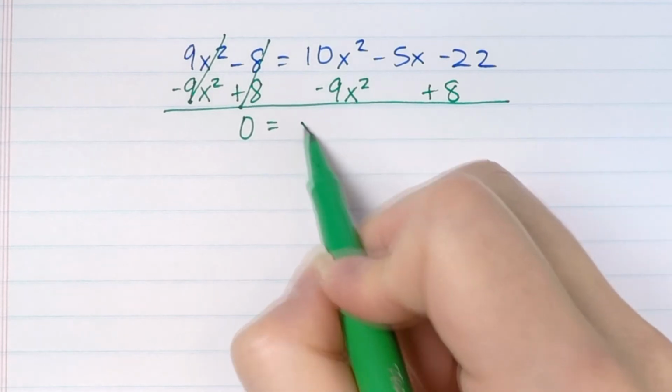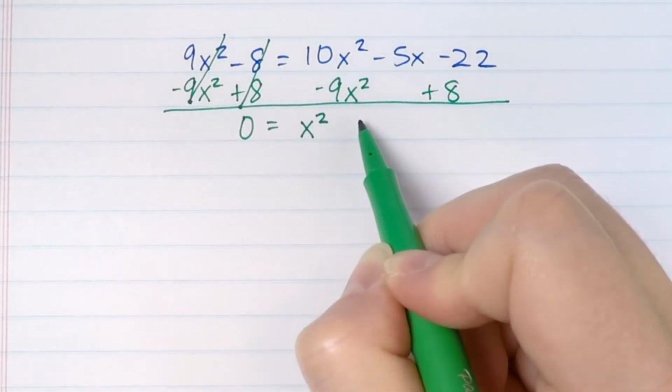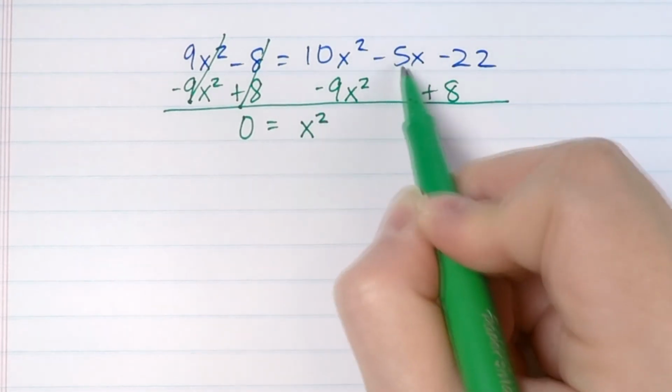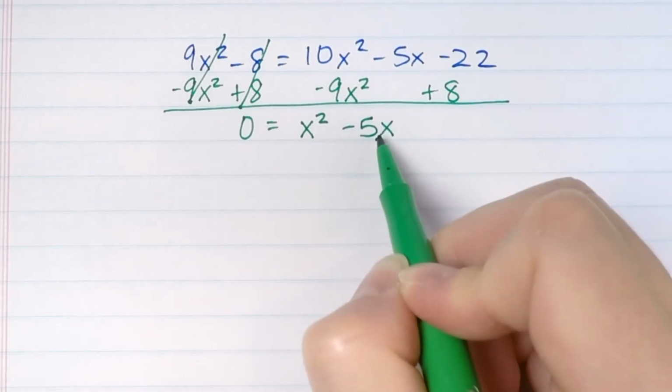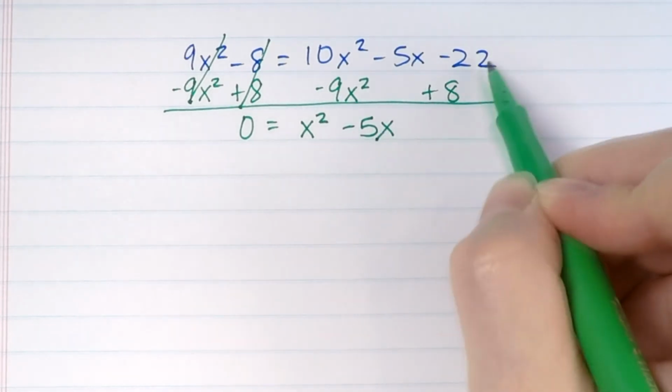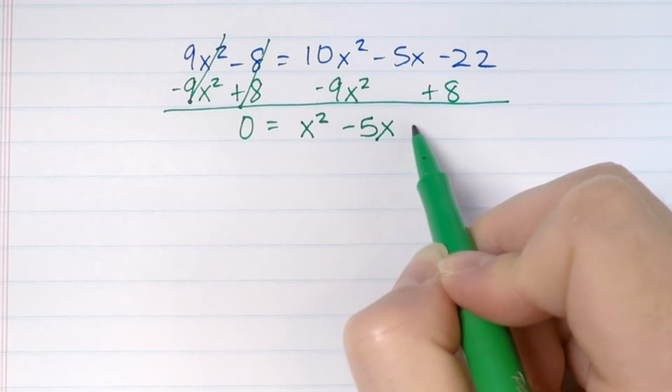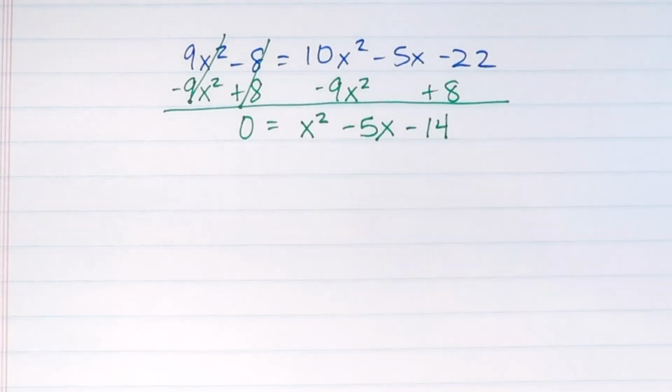10x squared minus 9x squared gives you 1x squared, or just x squared. There's no terms to combine with this. I'm just going to bring down that negative 5x. And here's some like terms I can combine, negative 22 and positive 8. So that'll give me negative 14. So now that it's equal to 0, I can go on to step 2, which is factoring.